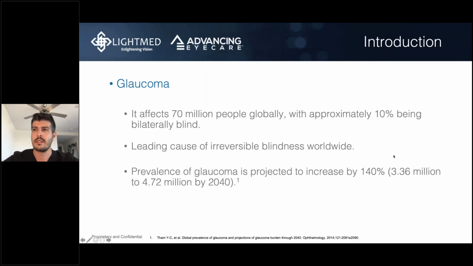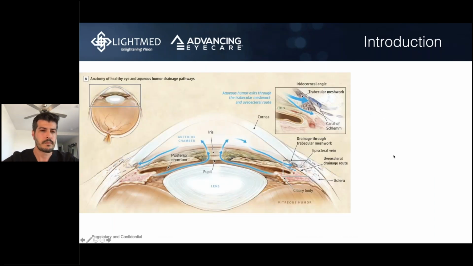Prevalence of glaucoma is projected to increase by 140% from 3.3 million to 4.7 million. Now again, these numbers are really large, but what strikes me is that when I was at the very beginning of my training in medical school thinking about ophthalmology, that 3 million number was 2 million. So now I'm just a few years into practice, and it has already gone from 2 to 3, and it's going to go even higher. And that's what really stood out to me when I was preparing this talk.